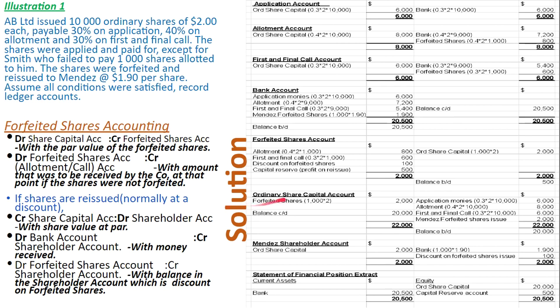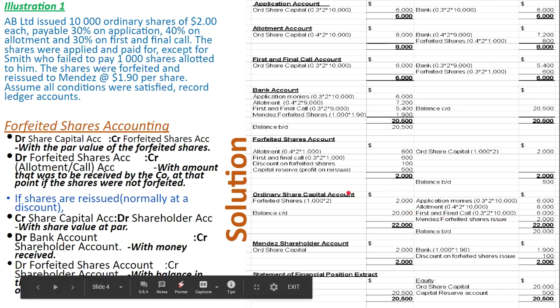So we will go to our ordinary share capital account, credit it with the shares reissued. So Mendes forfeited shares issued, 1,000 times $2 to give us $2,000. Double entry, we go to the new shareholder account, which is Mendes shareholder account. We debit the account with ordinary share capital $2,000.